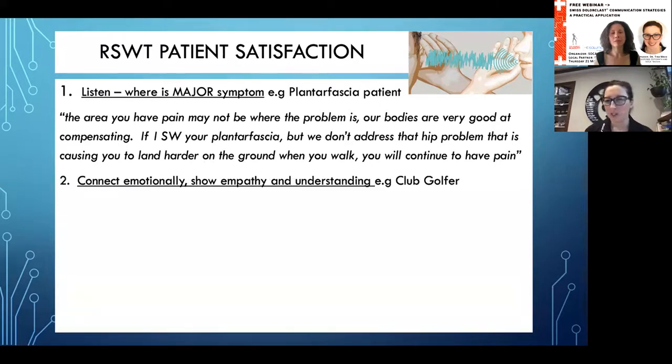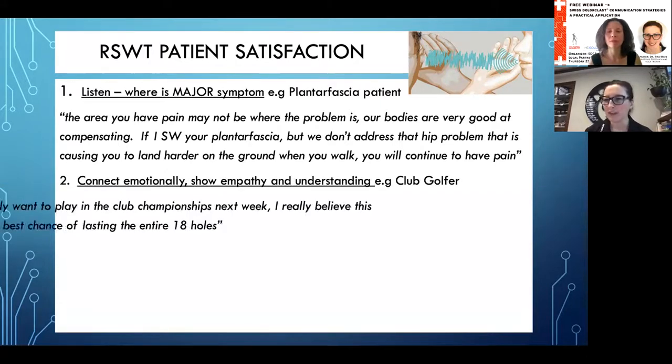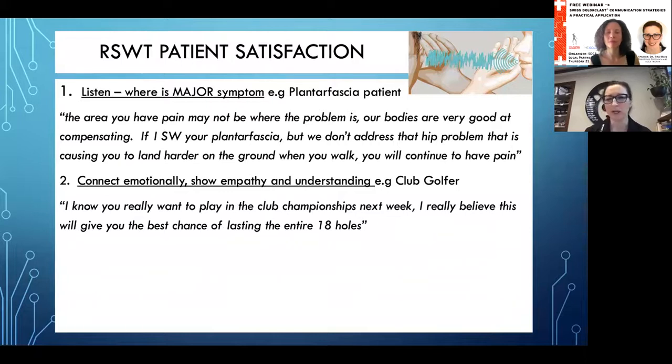Connect emotionally, show empathy and understanding. So if they're a club golfer, I know you really want to play in the club championships next week. I really believe this will give you the best chance of lasting the entire 18 holes. So again, that emotional connection, you really feel for them. They really want to play golf. Show that empathy, show that you understand, you really care, and you really want them to get better.